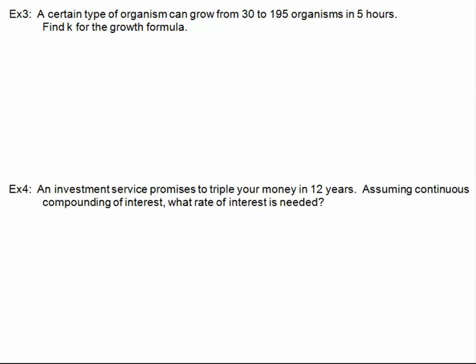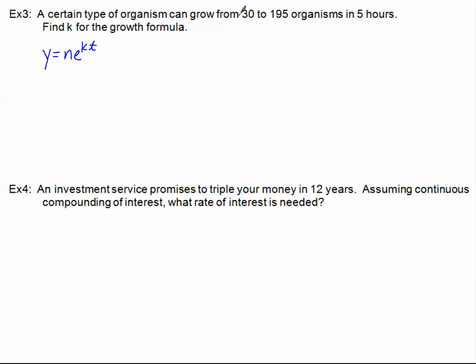So let's look at our next example, example 3. A certain type of organism can grow from 30 to 195 organisms in 5 hours. Oh boy. Find k for the growth formula. Okay, so we're using our first formula, that's y equals n e to the kt. And we just have to plug some numbers into here.